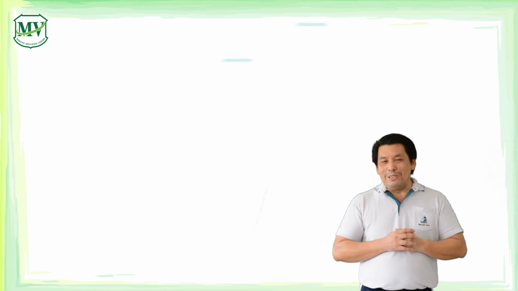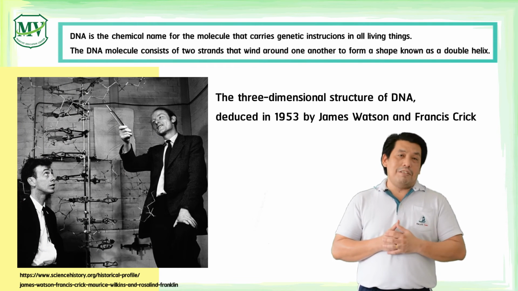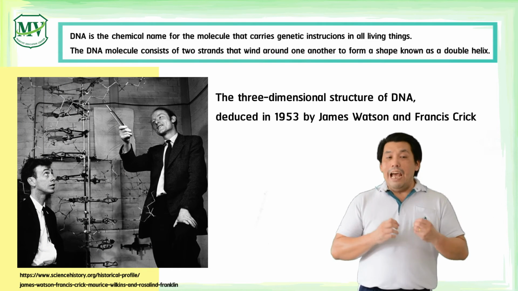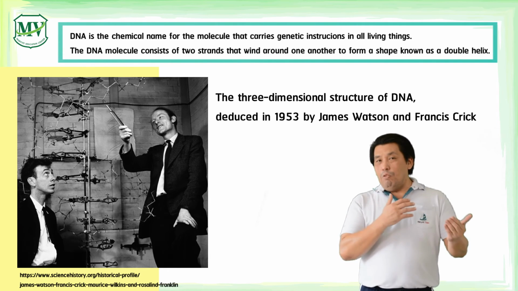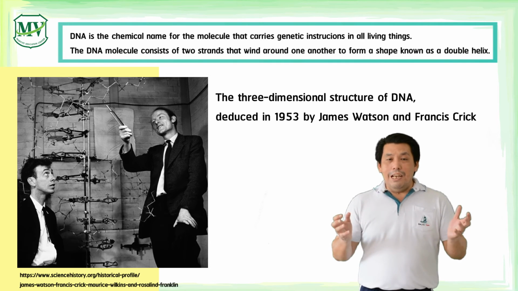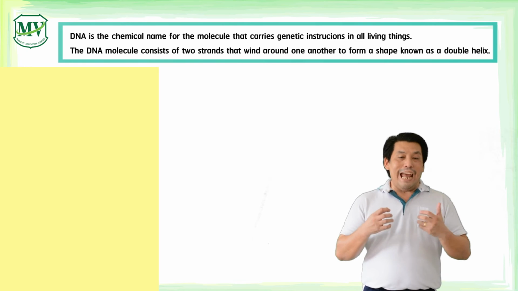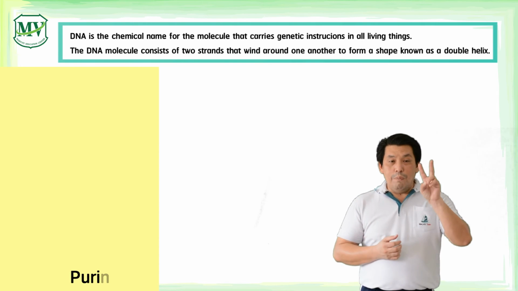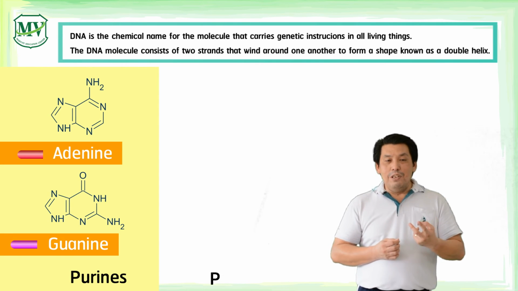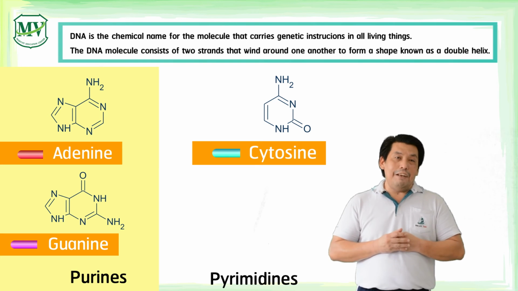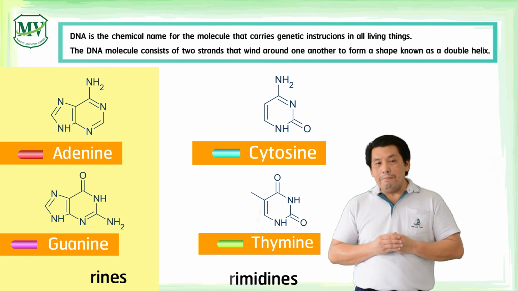The three-dimensional structure of DNA, deduced in 1953 by James Watson and Francis Crick, has been the basis for present-day molecular biology. At the time of Watson and Crick's work, DNA was known to be a polymer composed of 4 nucleic acid bases, 2 purines, adenine and guanine, and 2 pyrimidines, cytosine and thymine, linked to phosphorylated sugars.